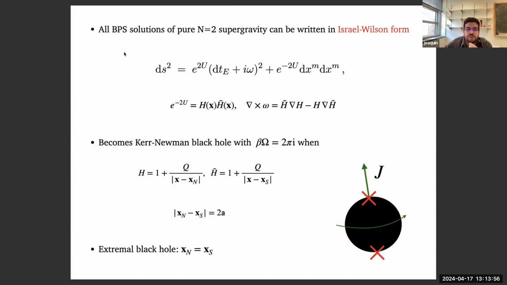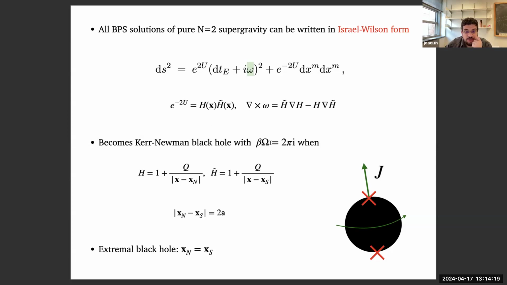All BPS solutions of N equals 2 supergravity can be written in this form. This is called the Israel-Wilson form. It can be written as a spatial three-dimensional base labeled by x1, x2, and x3, and then the time circle with some vector omega appearing in this form. And this U is called the blackening factor.